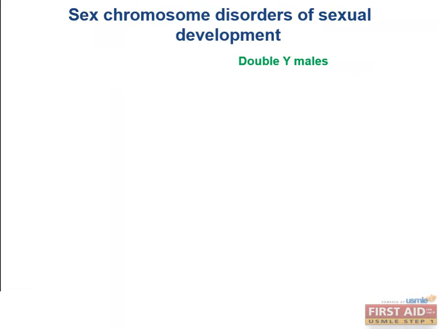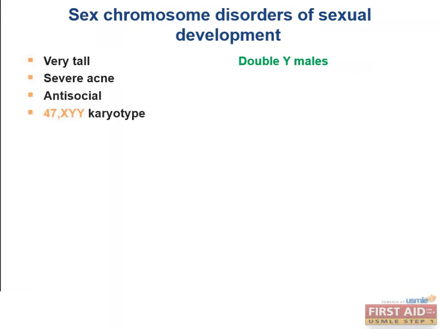Double Y males on USMLE Step 1 will characteristically be very tall with severe acne, and the USMLE also likes to mention the association with prison inmates and criminality. And criminality is a component of antisocial personality disorder. The 47,XYY karyotype is characteristic of double Y males. And don't confuse this with Klinefelter syndrome, which is 47,XXY.